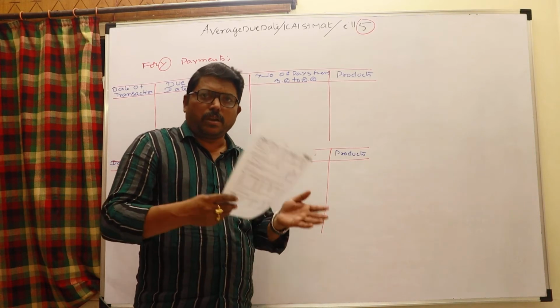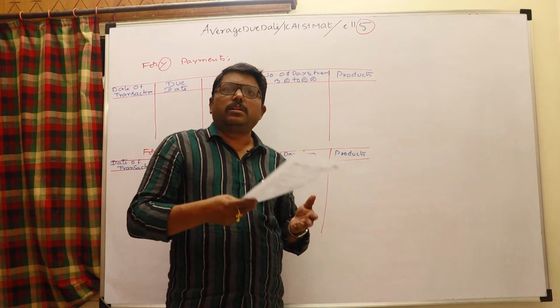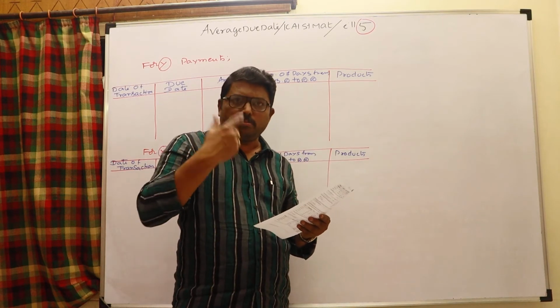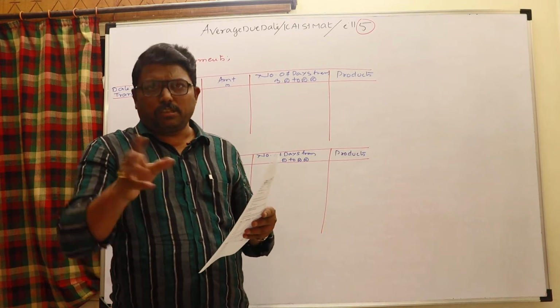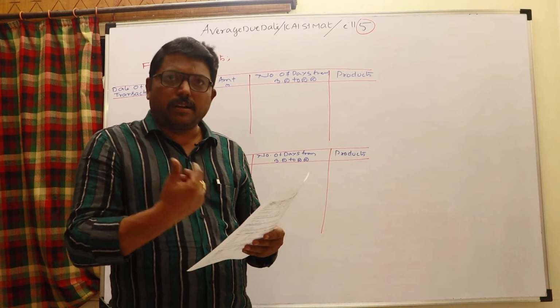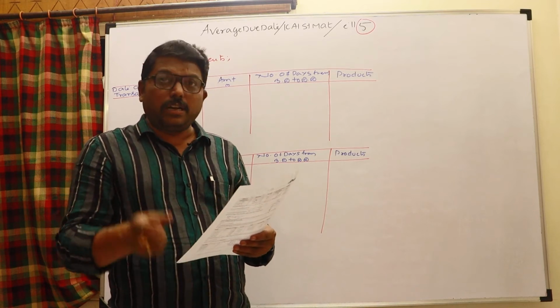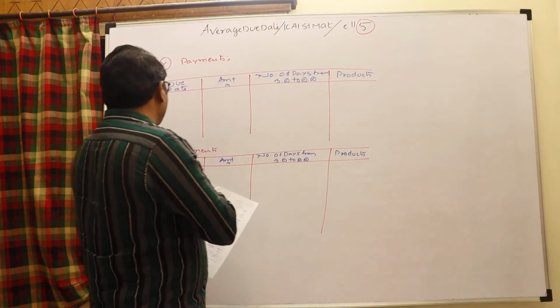So for example, I have to pay 10,000 to you and you have to pay 5,000 to me. As a net, only 5,000 I pay to you; 5,000 will be set off. The date when I have to pay that 5,000 is the average due date, and we are going to find out the net balance amount. How to calculate that? It is very simple to calculate.